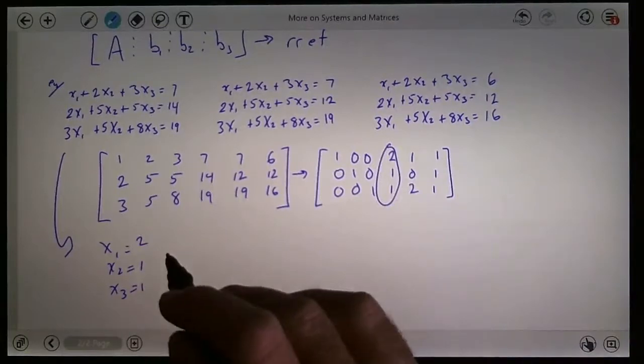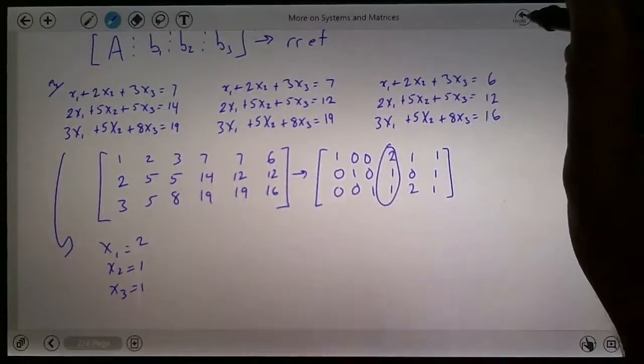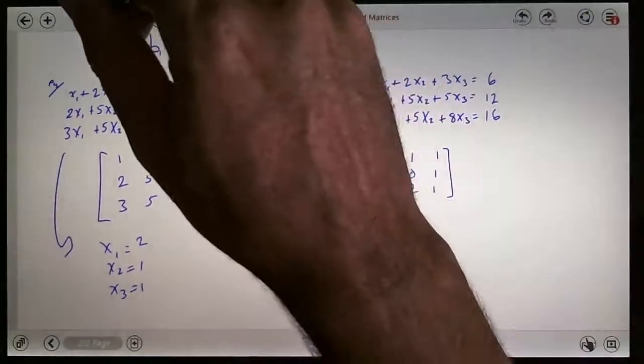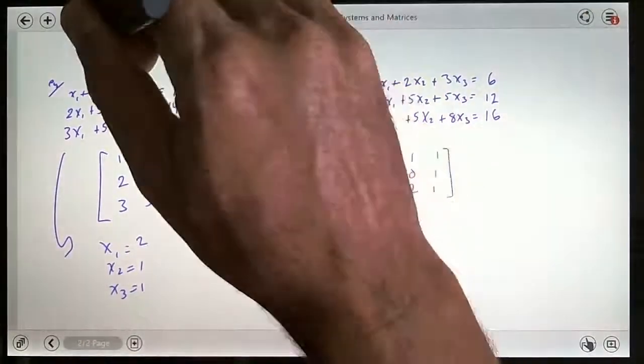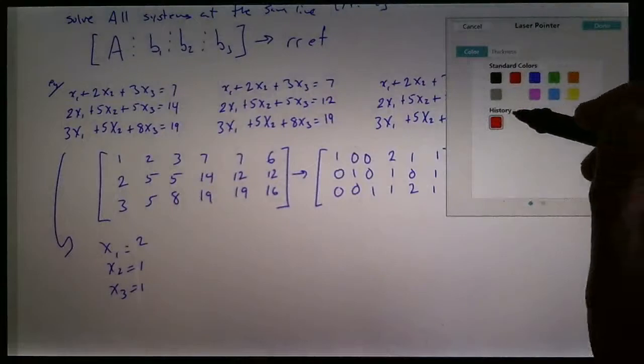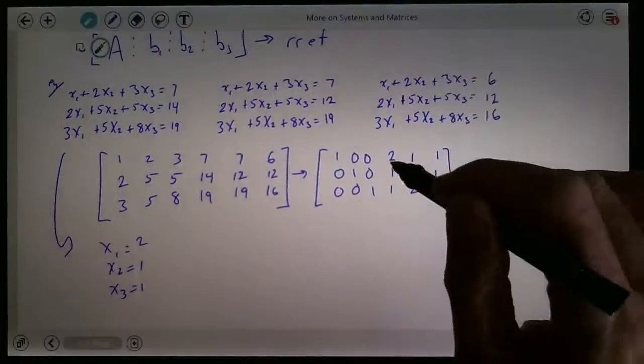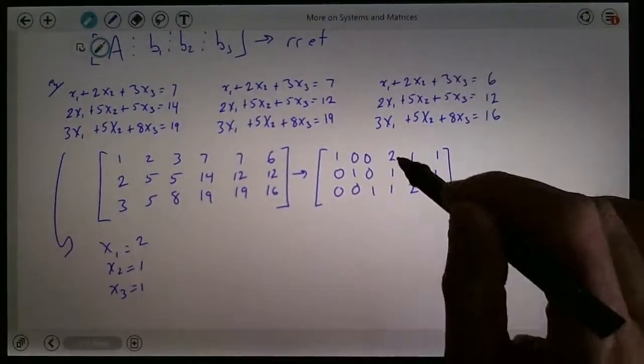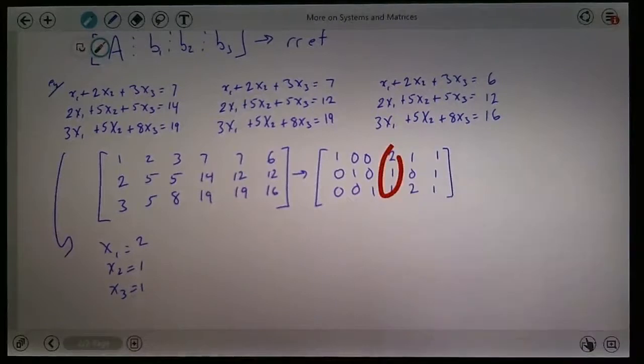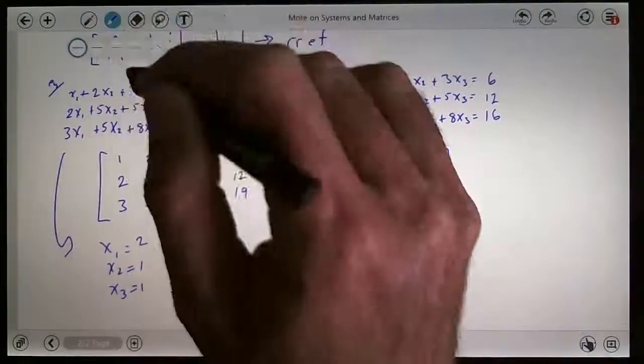Actually, I should do this because I can do it. There's this laser on this thing. So this 1, 2, 1 comes from this column right there. See, and then it goes away. Cool, huh?